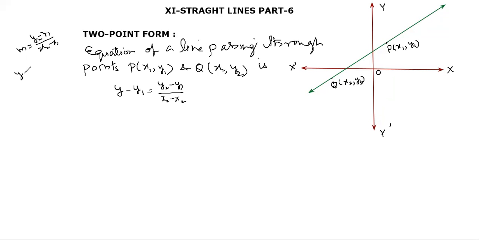So in the previous form, we have seen y minus y1 equals m times x minus x1, passing through 1 point. In that case, we only have to replace this m by y2 minus y1 upon x2 minus x1. So then x minus x1. This is just like the previous form, only m is replaced by y2 minus y1 upon x2 minus x1, because the formula of gradient is this one. So this is the formula of the equation of a line passing through 2 points.